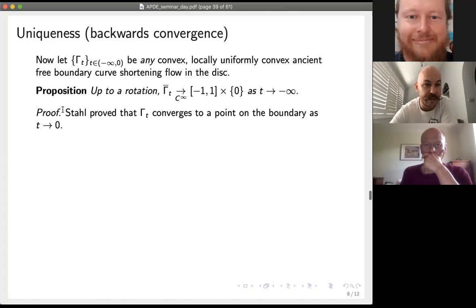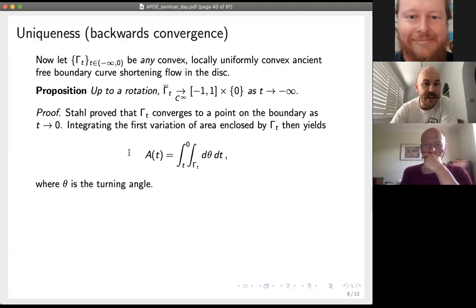Okay, so first you use Stahl's theorem to show that at time 0, assuming this is the maximum time, it has to contract to a point on the boundary. And then you just integrate the first variation of area. The variation of the enclosed area is the integral of the speed over the boundary. The speed in this case is the curvature. The integral of the curvature is just the total turning angle, by the theorem of turning tangents or Gauss-Bonnet. You integrate that, using the fact that the enclosed area at time 0 is 0, and so you get an explicit formula for the area enclosed by the curve at time t.